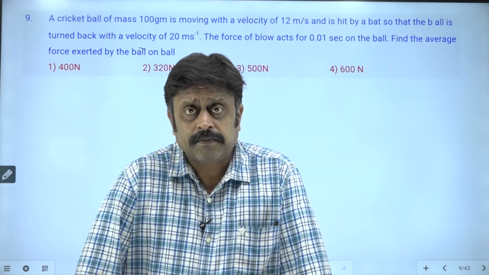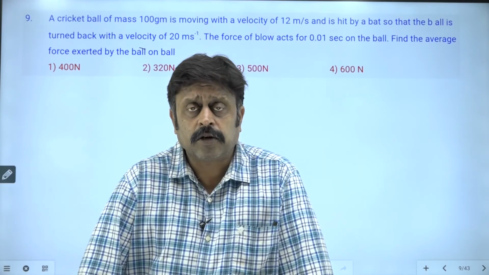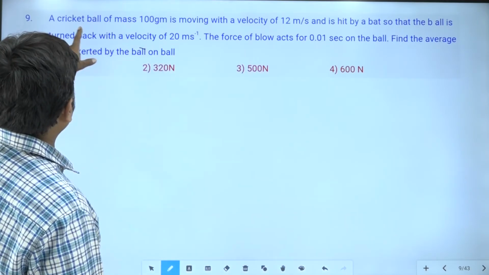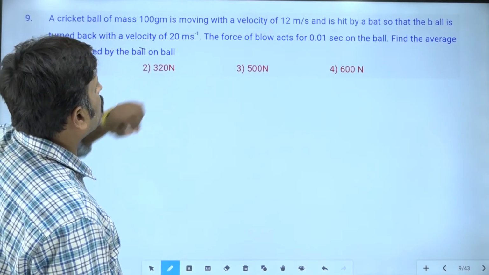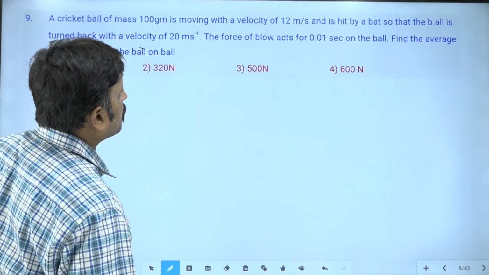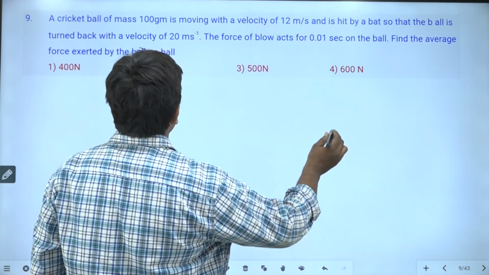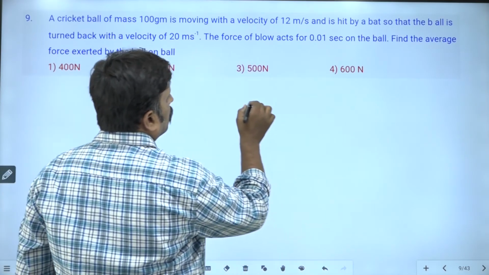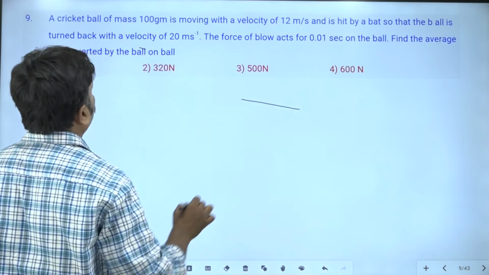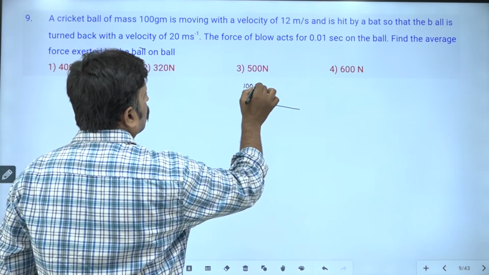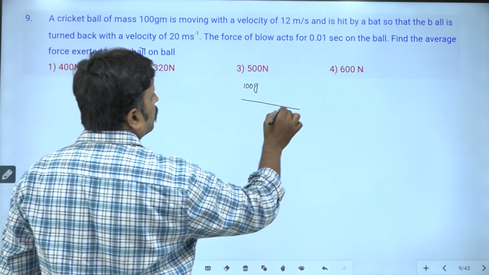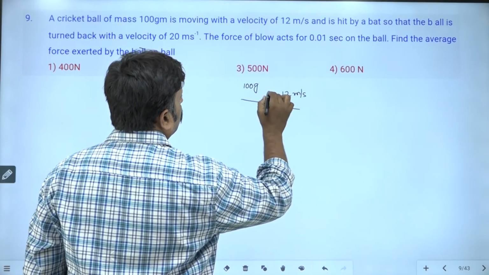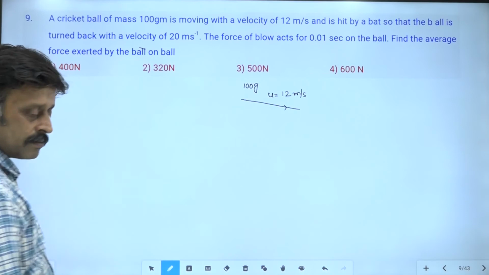Impulse is nothing but the change in momentum. Change in momentum of the body, we call it as impulse. First, let us see the situation here. A cricket ball of mass 100 grams is moving with a velocity 12 meter per second. For example, see here. A cricket ball of mass 100 grams is moving with a speed 12 meter per second. This is the initial velocity.